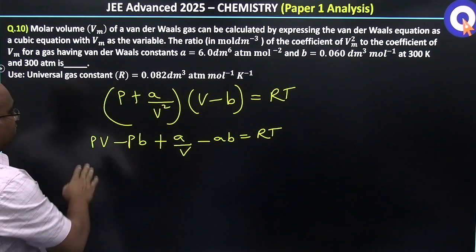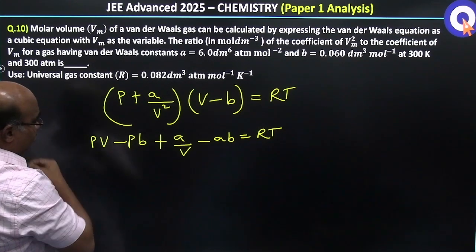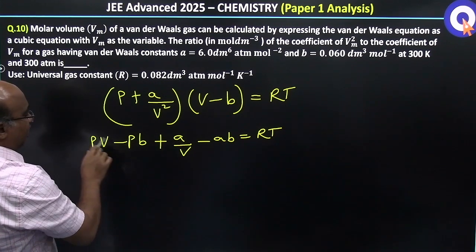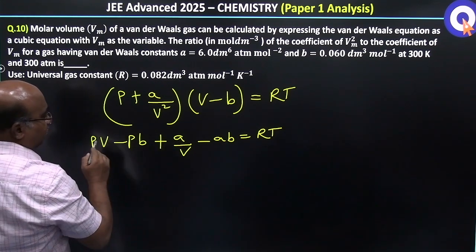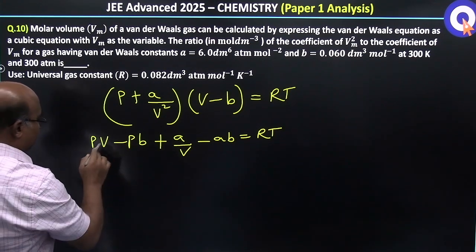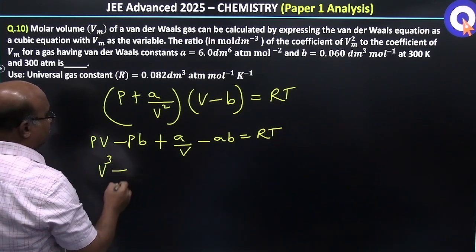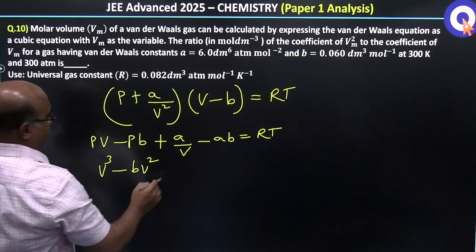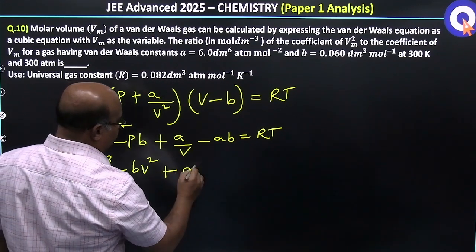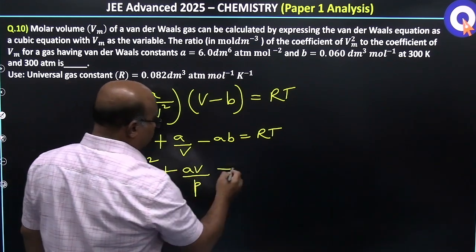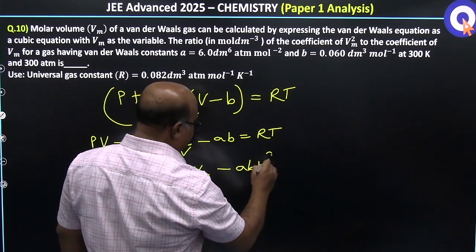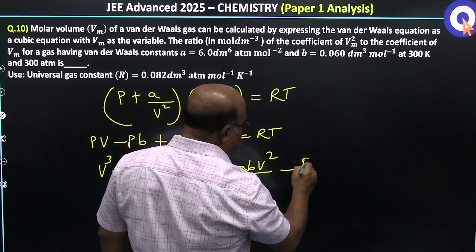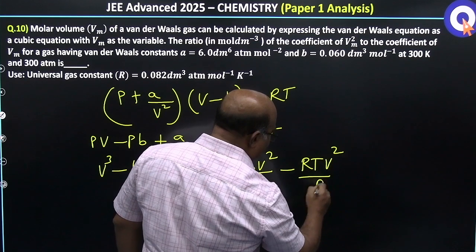Now let us bring the equation to V cube terms. Let us multiply with V square and divide with P. Multiplying with V square on both sides and dividing with P, it will become V cube minus, P cancels, B into V square, plus A V by P minus AB into V square by P. This also you bring to the left side, therefore it is minus RT into V square by P is equal to 0.